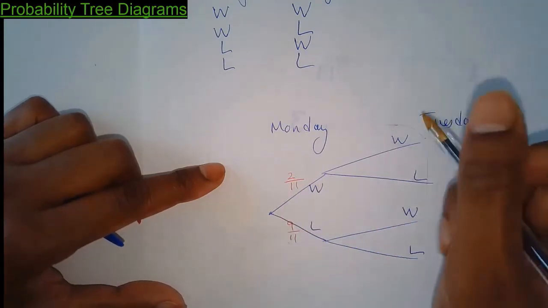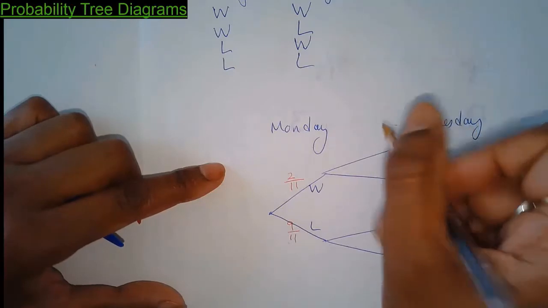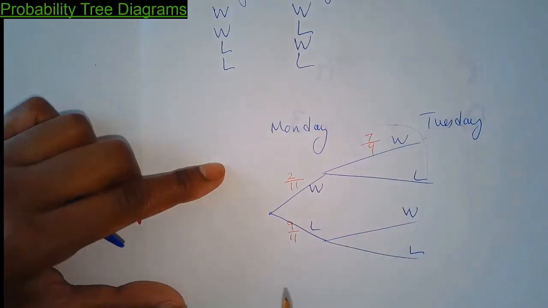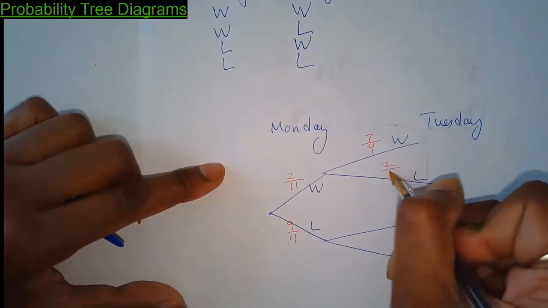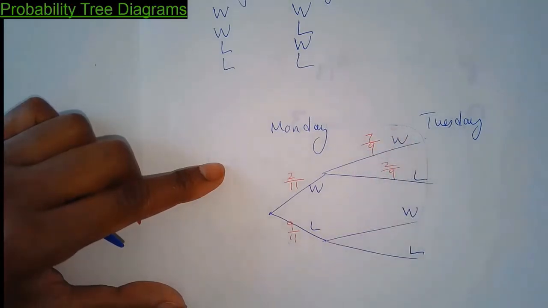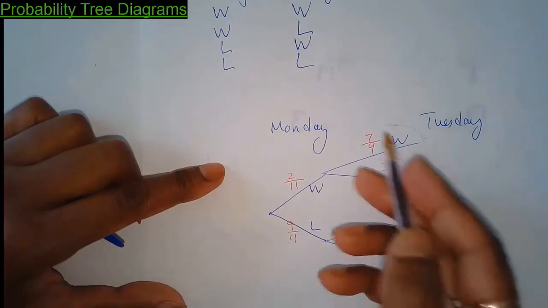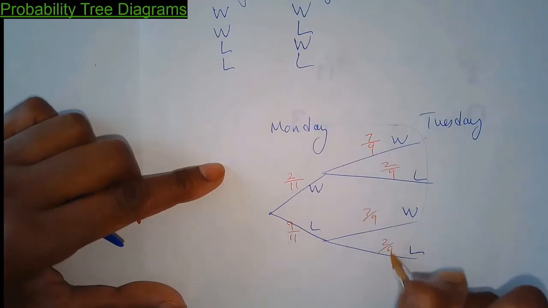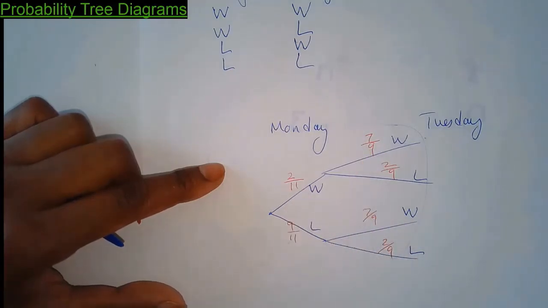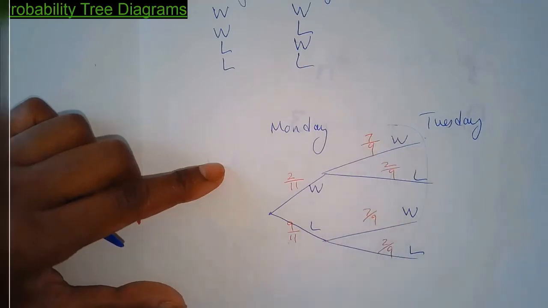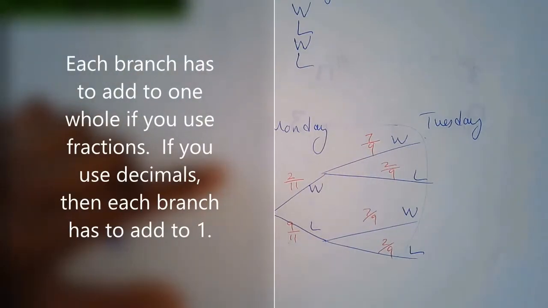On a Tuesday, slightly different. Better day. On a Tuesday, the probability of me winning, I'm just going to make this up, 7 ninths. So that means losing is going to be 2 ninths. Why? Because 7 plus 2 makes 9. 7 ninths plus 2 ninths make 1 whole. And because this is Tuesday, I'm going to copy this branch over here as well. I've made these numbers up, but at least the maths is right. Look, 2 11ths plus 9 11ths make 1 whole. 7 ninths plus 2 ninths make 1 whole. Each branch has to be 1 whole.